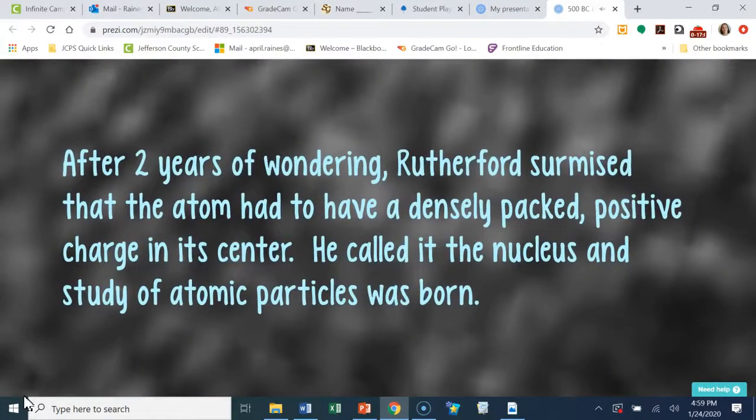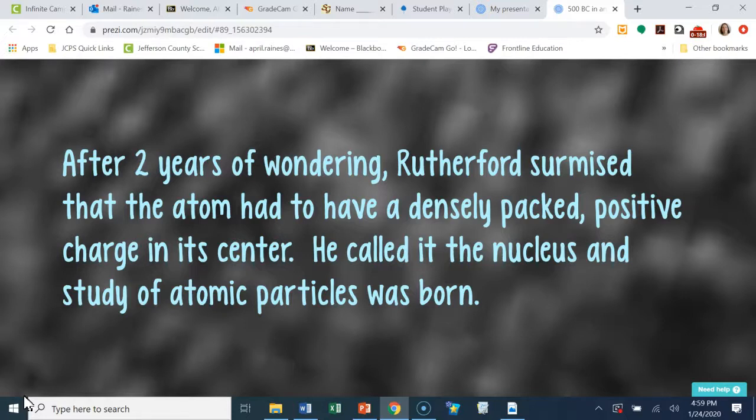Okay, so 2 years after wondering, Rutherford finally figured out what was going on. So we've seen the conclusion, we've seen what's happening, but Rutherford basically says, okay, since this is a positively charged thing that's being shot at this, in order for it to bounce away and not go straight through, it has to be densely packed. It has to have a positive center. So instead of having this gooey, ice cream-like stuff, it's got this hard center in the middle that's densely packed and positive. And he called that thing the nucleus, much like the nucleus of a cell.